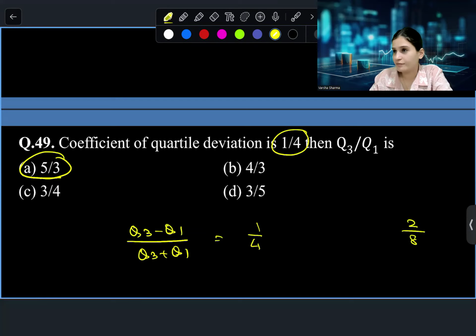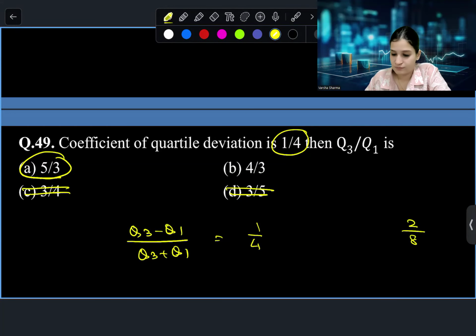Q3 has to be larger. See, C and D are wrong because Q3 is more than Q1. Online, did you all understand what I did? I just put the value of 5 instead of Q3 and 3 for Q1. Since it was in decimal, that means they haven't multiplied by 100.